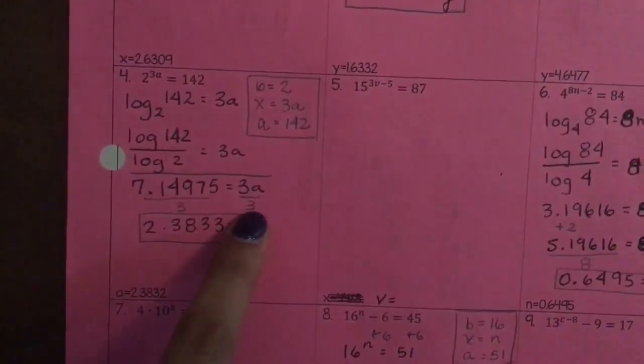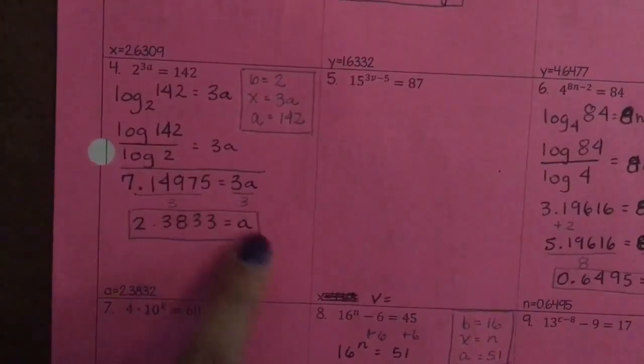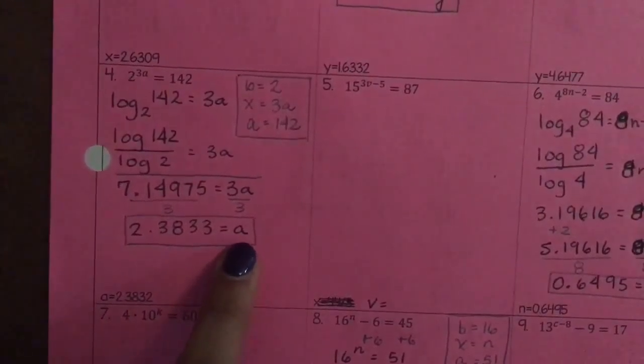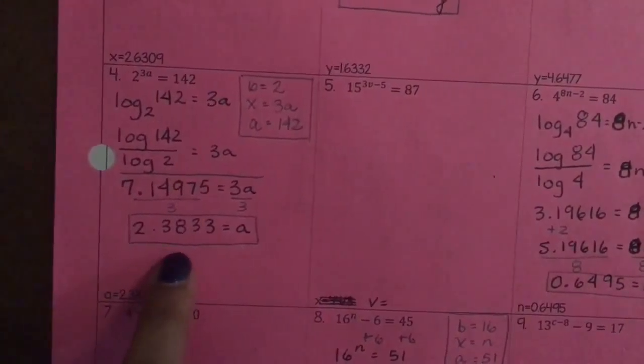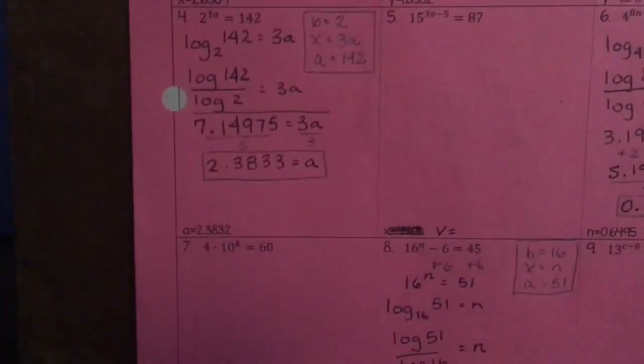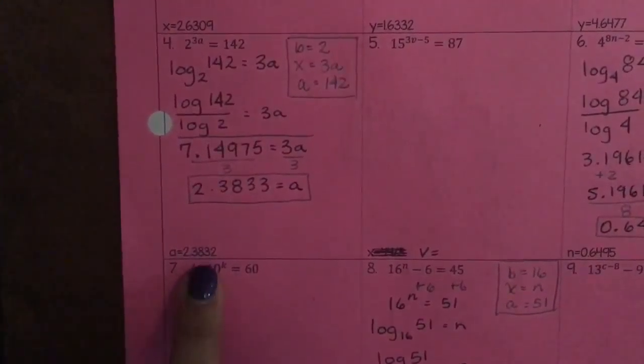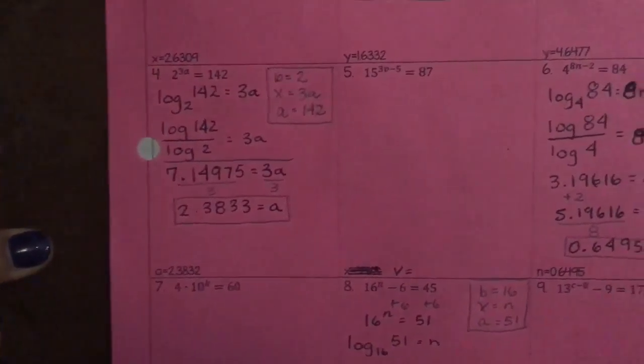Finally, to isolate a, I needed to divide both sides by 3 to remove this coefficient here. This left me with my final answer of a equals 2.3833. Note that this is slightly off from my previous answer. I must have done some different rounding, maybe didn't keep my decimals the same way, but that's okay.